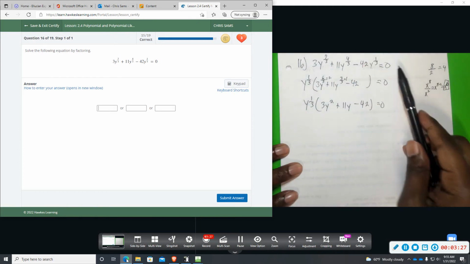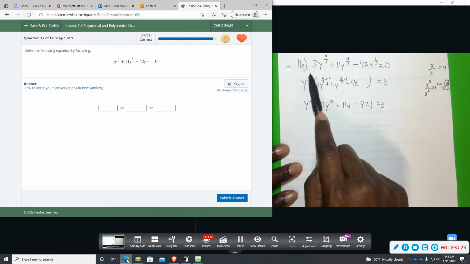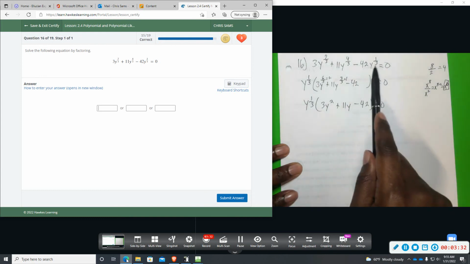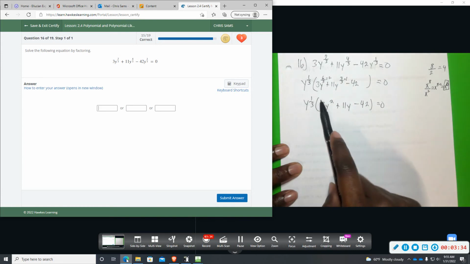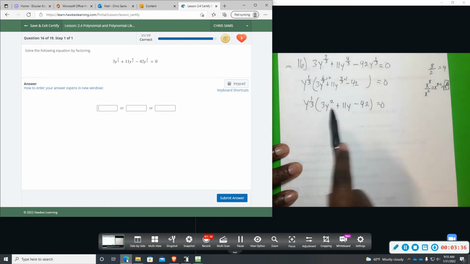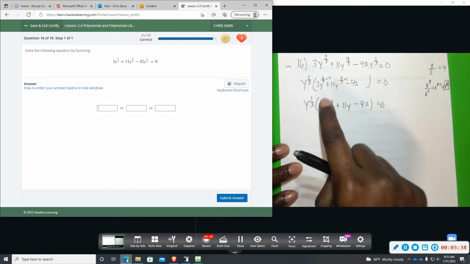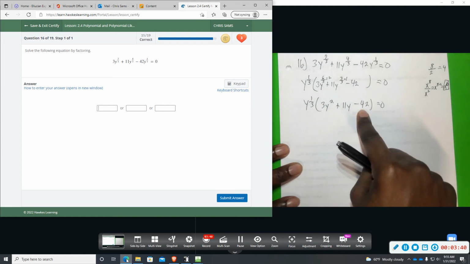So they give you something in a different form. Just want you to use all the skills and properties that you're familiar with to simplify it, and then once you see that pattern, we go right back to factoring. So I'm going to multiply 3 and 42. That's going to give us 126.